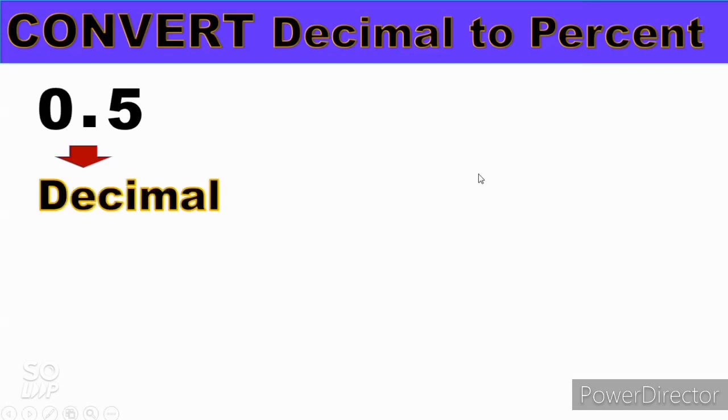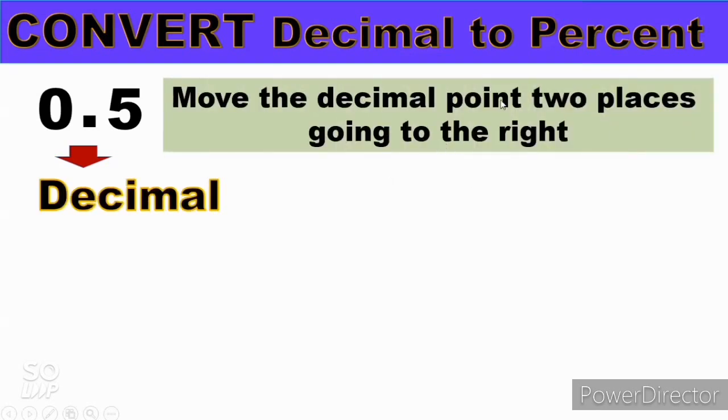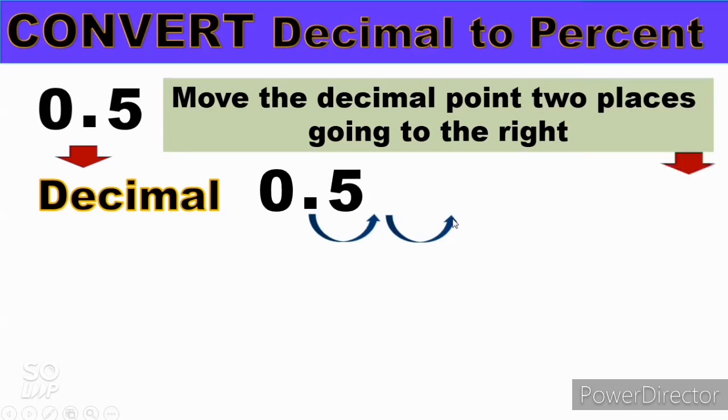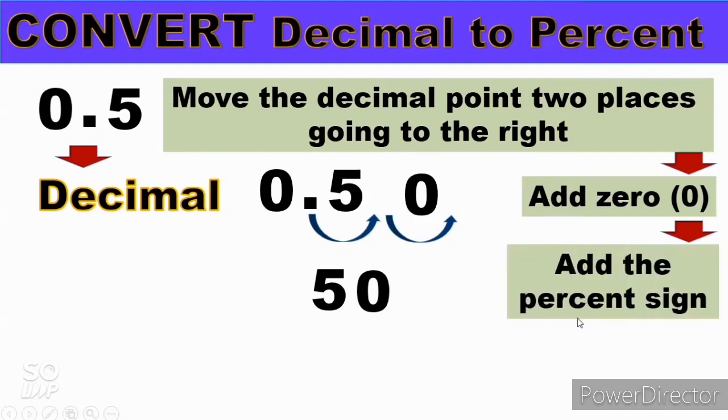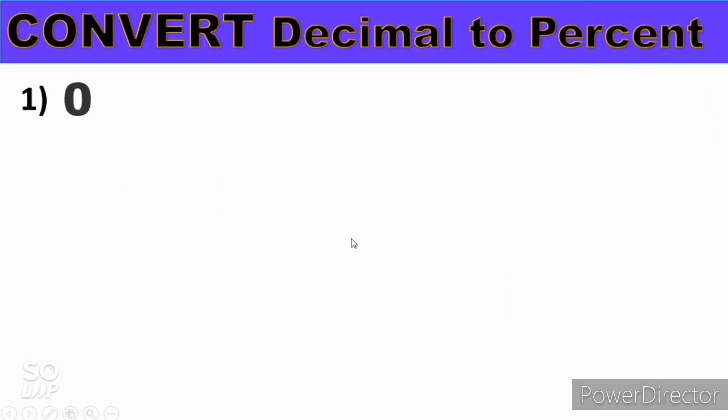Okay, so the first one is 0.5, which is the decimal. The first step is to move the decimal point 2 places going to the right. Now 0.5, we move the point going to the right 1 and 2. Okay, and then add 0. Okay, and then we eliminate the point. Then now we have 50. Then the next step is to add the percent sign. Therefore, 0.5 is equivalent to 50%.